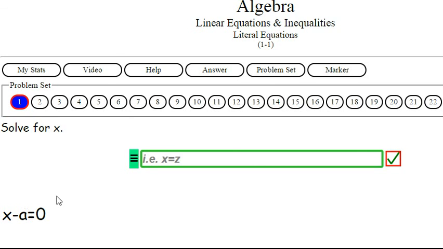It says solve for x, so we always start with something easy there. We've got x minus a is equal to 0. So we want to solve for x in this problem. I'm hoping this should be trivial to you.